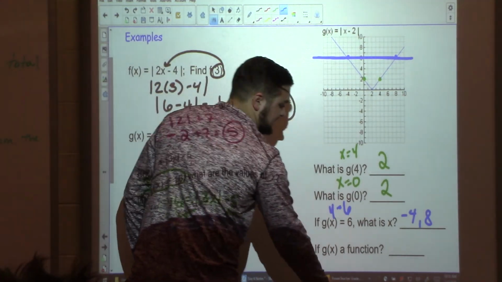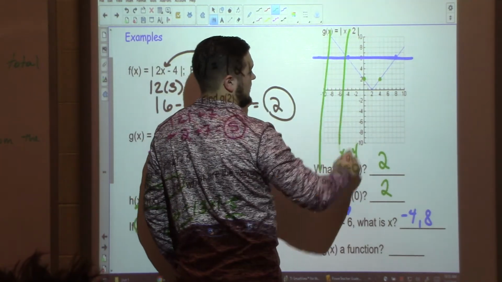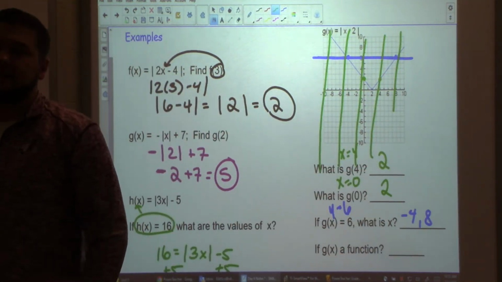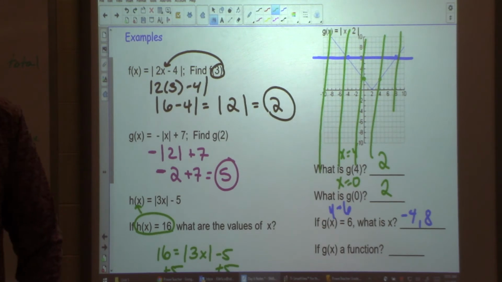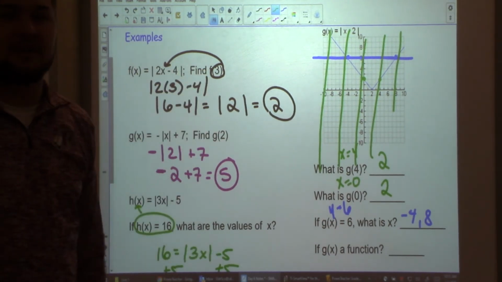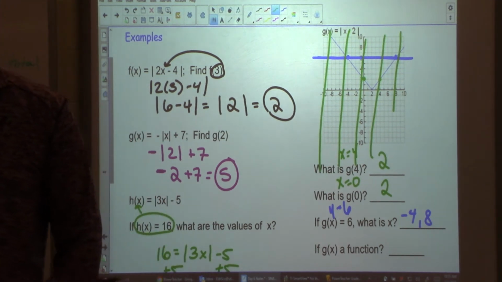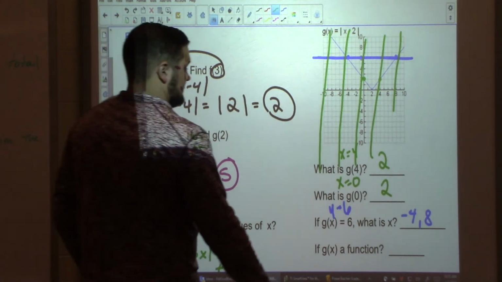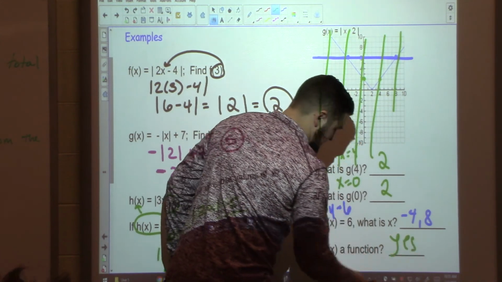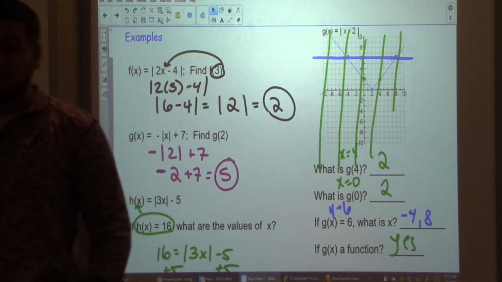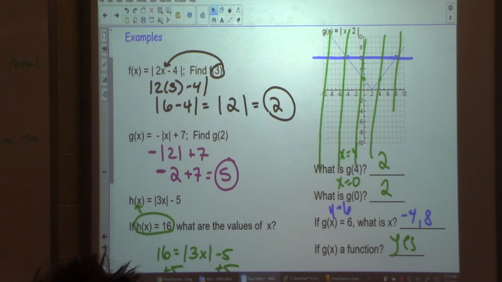We said if you want to test if it's a function, draw vertical lines. Now you don't have to do all of them, but I just like to do that. Because if it hits anywhere more than once, it's not a function. Does it ever hit more than once with those vertical lines? No, right? It always only hits once, so yes, it is a function. We said multiple x's can go to the same y, but the same x cannot go to multiple y's. We don't have that. We're good. All right? Does that make sense?